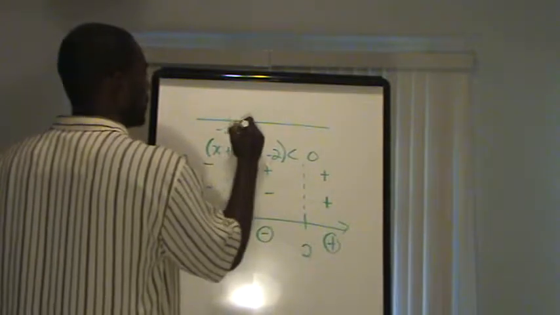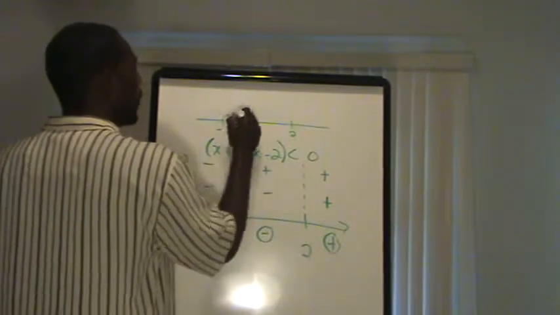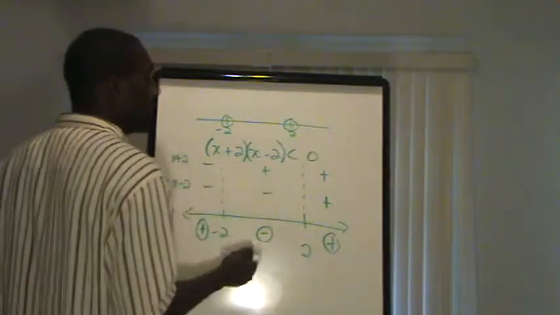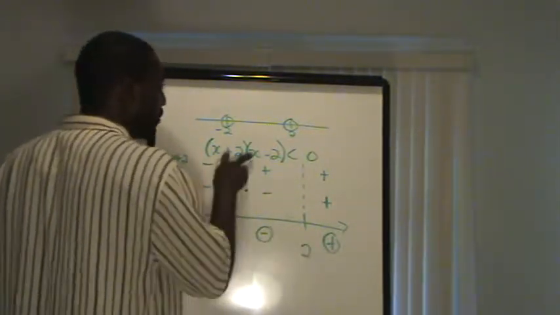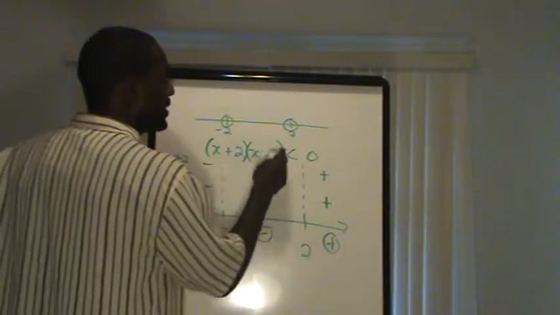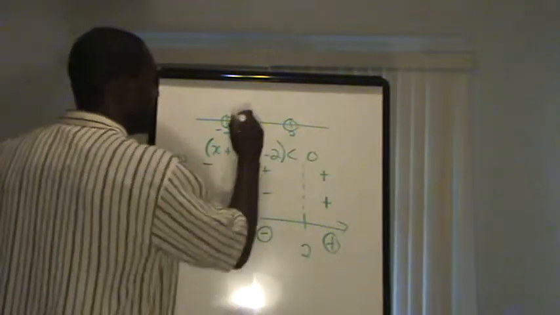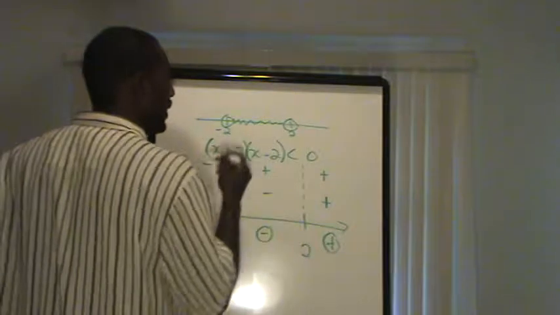So to write my answer on the number line, I have negative 2 and 2. Both will have open circles because I don't want to include these two. If I include these two as solutions, they will give me a solution that is equal to 0 and not less than 0. So we basically shade the inside and we are finished.